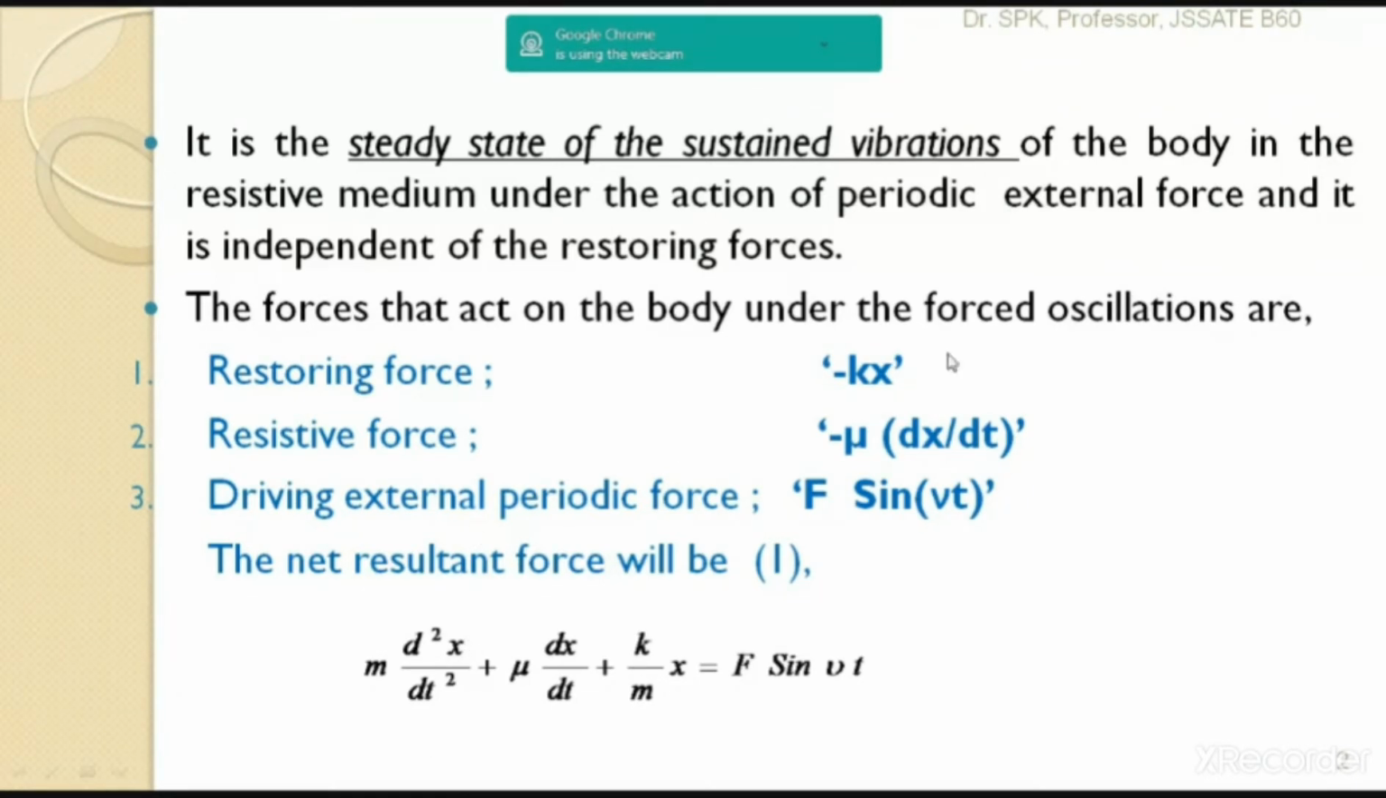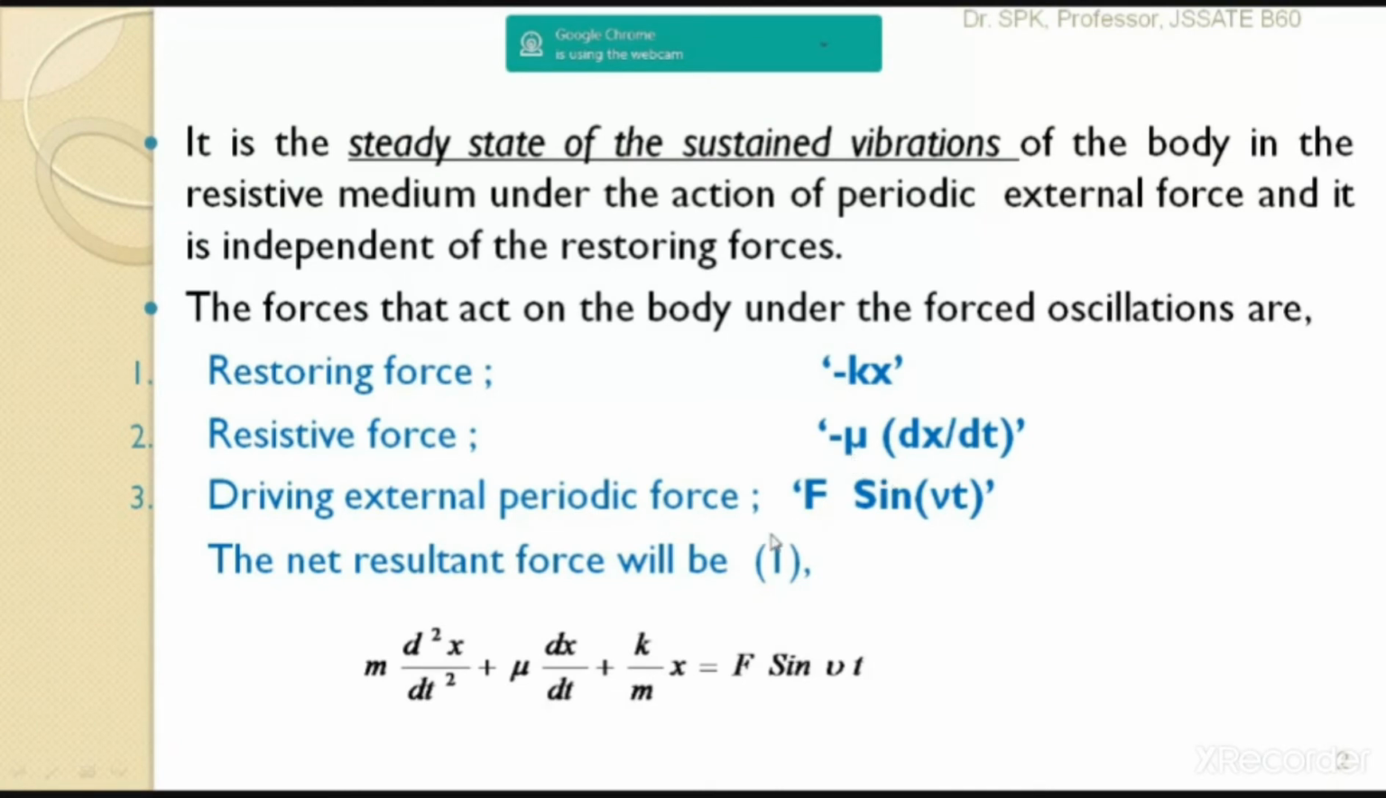And there is a restoring force, that is minus kx. And there are the forces due to the resistive medium, the damping medium. The body is oscillating in a medium, and that medium dampens the overall oscillations. That is given by the resistive force, that is mu dx/dt, where mu is the damping coefficient that depends on the surrounding medium. dx/dt is the velocity. You know that the resistive force is proportional to the velocity and depends on the damping medium.